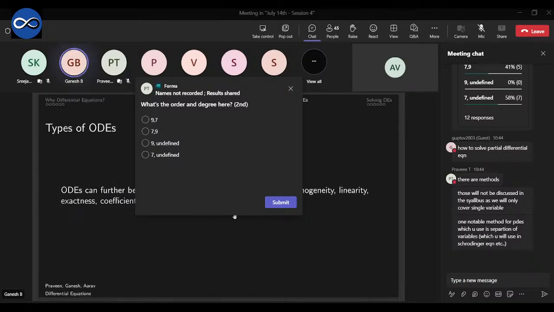And we'll talk about the types of ODEs now. ODEs can further be classified into many types based on their homogeneity, linearity, exactness. There are so many terms here. We'll talk about them one by one.